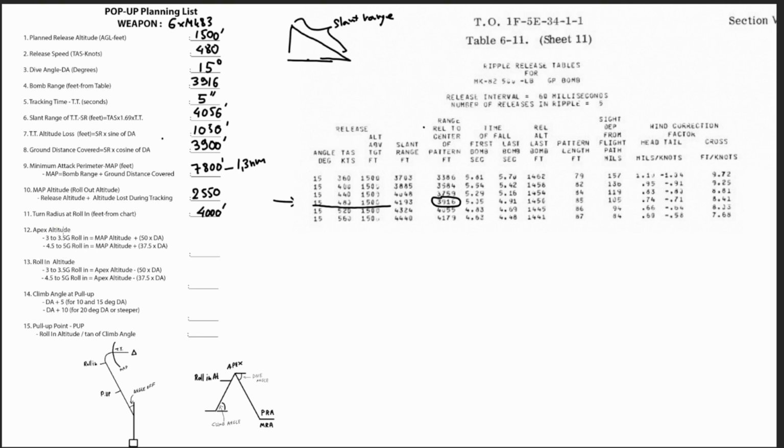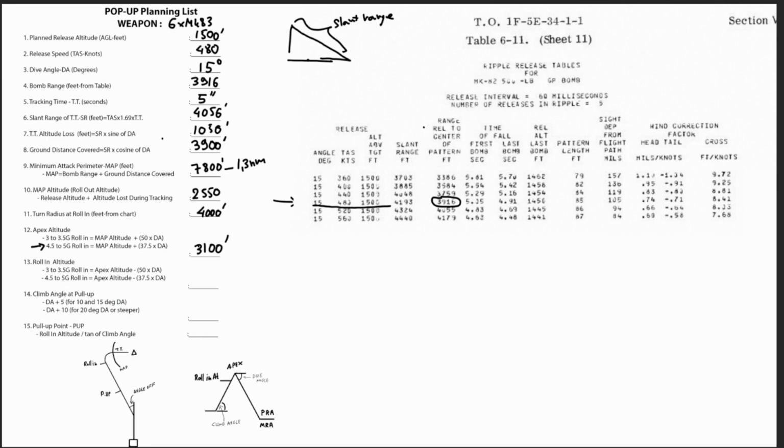Let's move on to step 12, which calculates the apex altitude. For F-16, F-18, F-15 go with the lower formula, 4.5 to 5 Gs roll-in. If you are planning this for F-5, A-4 or A-10, use 3 to 3.5 Gs for the roll-in, and by using the formula you will get the apex altitude, which for this example is 3,100 feet.